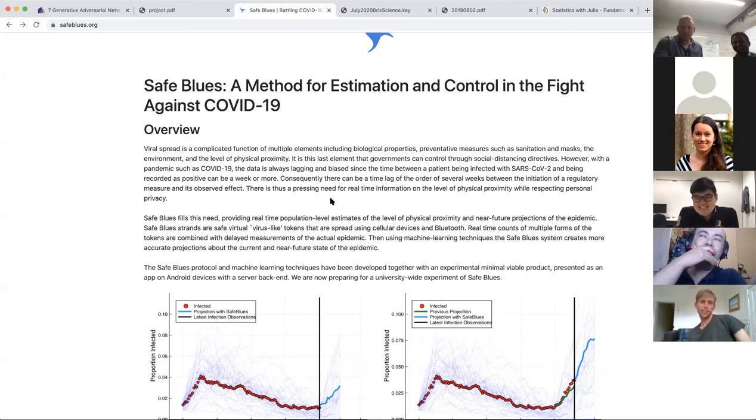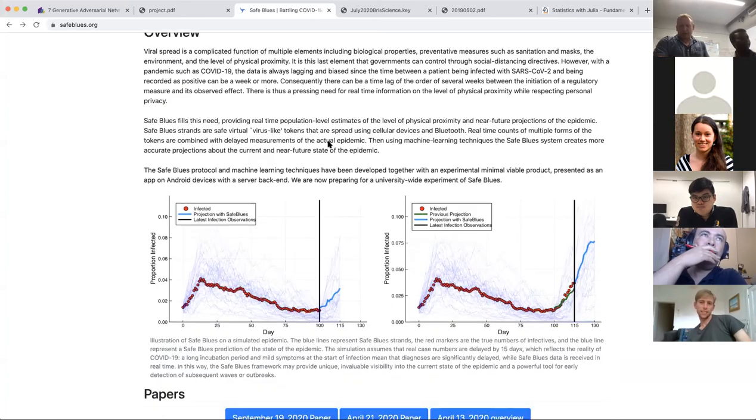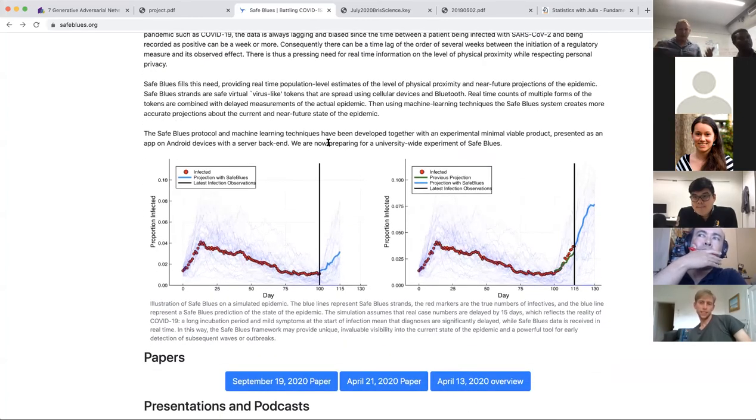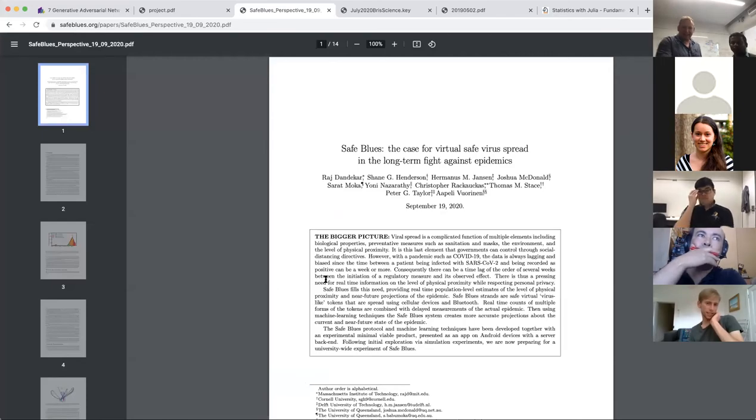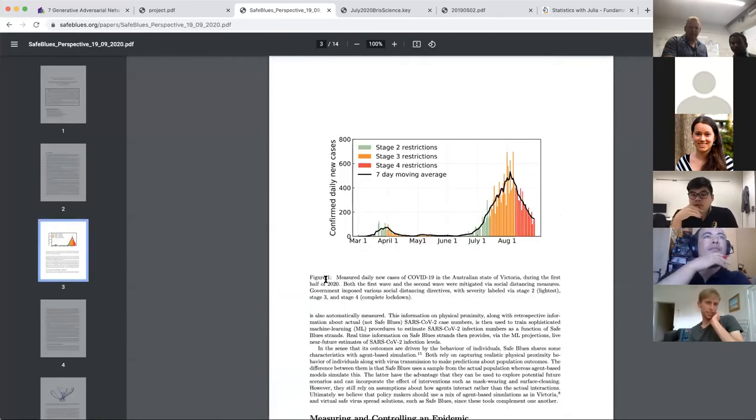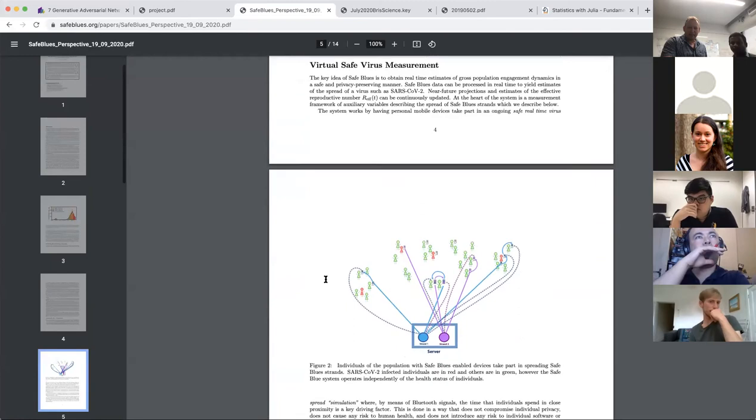So anyway, this project that we came up with actually became something, and we now have an experimental app, and we're going to have an experiment at the University of Auckland, the Safe Blues. Now, I spoke about this very briefly in the second lecture, perhaps, or maybe the first, and let me just explain the general idea.